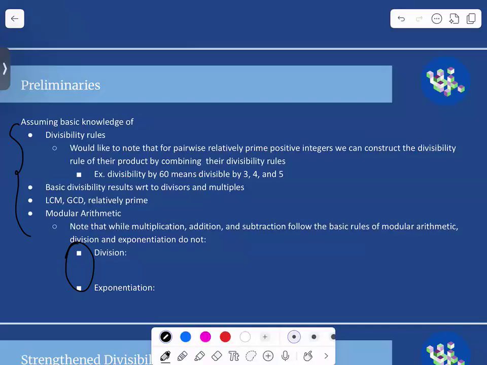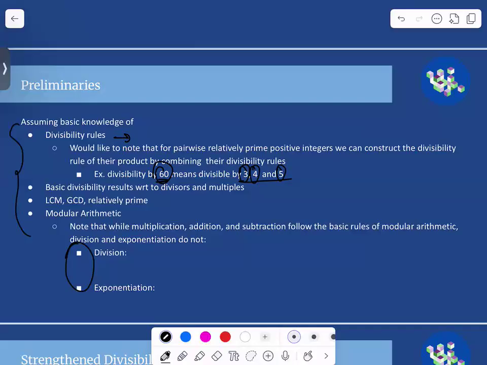So these are just basic divisibility rules, like how you test if a number is divisible by 7 or 5 or 4, etc. And this is just noting that if you have some composite number, you can divide it into relatively prime numbers whose product is that number itself, and then test for divisibility by each of those factors. So for instance, 60, we can test for divisibility by 3, 4, and 5.